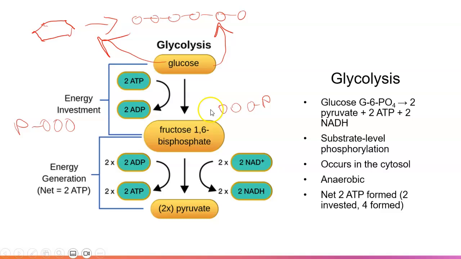So we're going to make 4 ATPs by taking these phosphates off and hooking them on the ADP. That is substrate level phosphorylation. We're adding phosphates onto the substrate. Okay? Now, when we do all that, we end up with 2 molecules of something called pyruvate.